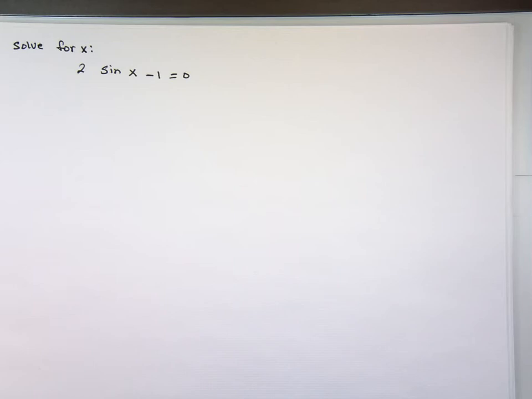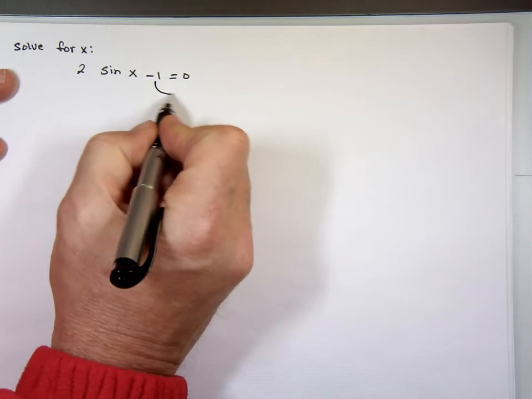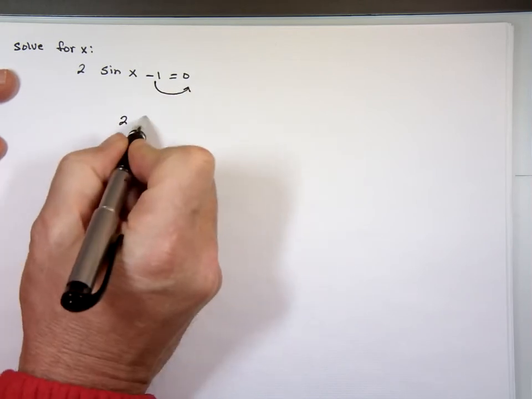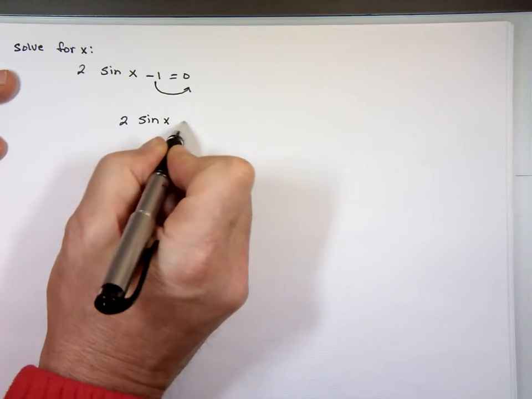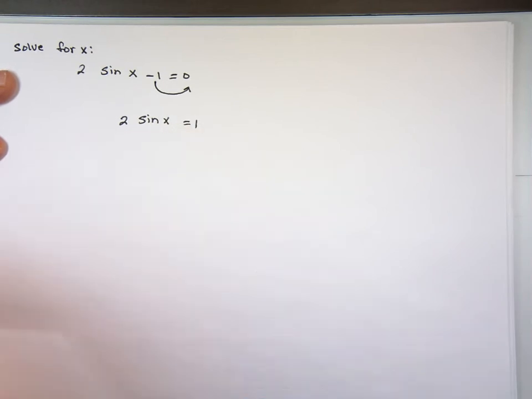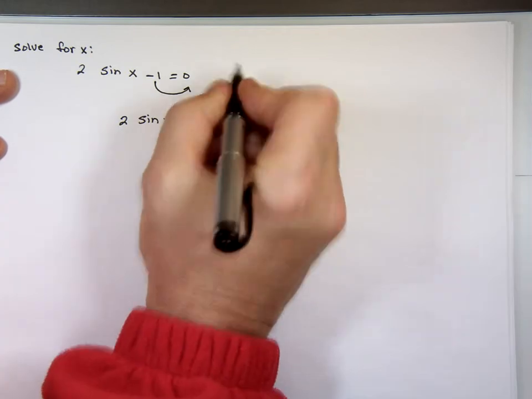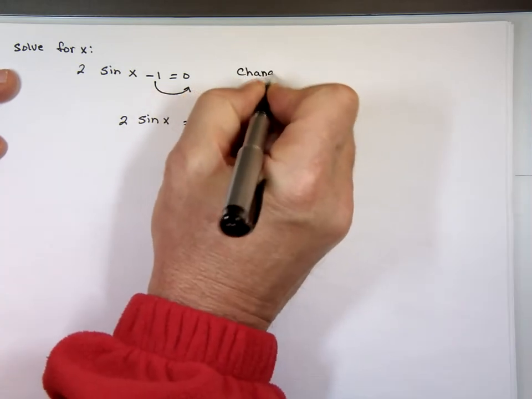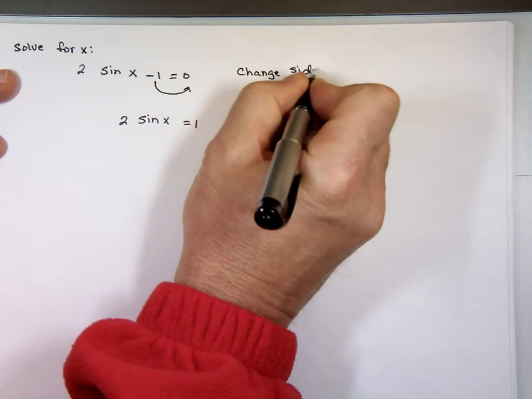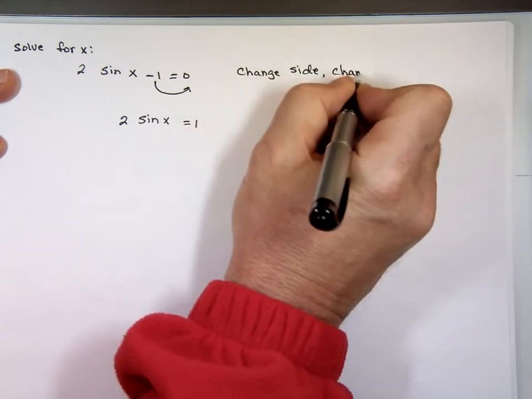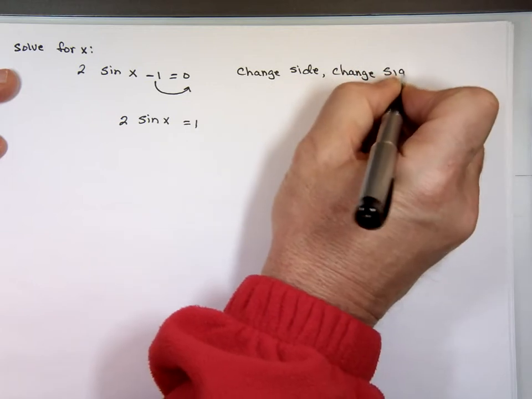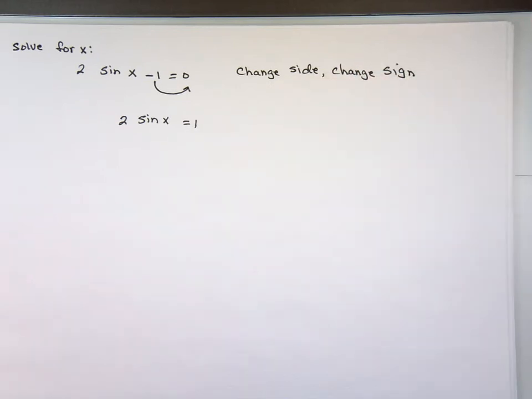Two times sine of x minus 1 equals 0. That's an equation. Let's solve it. Let me take the minus 1 to the right side. When I change side, I change sign. 2 sine of x equals 1, because you're adding 1 to both sides. But instead of adding 1, I use change side, change sign. Only when you have addition or subtraction can you do that.